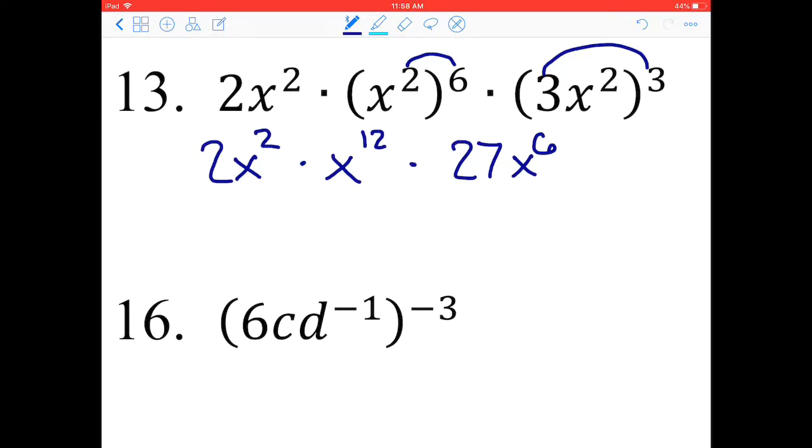Okay. All right, 2 times 7 is 54. Let's see. 2 and 12 is 14, and 6 is 20.